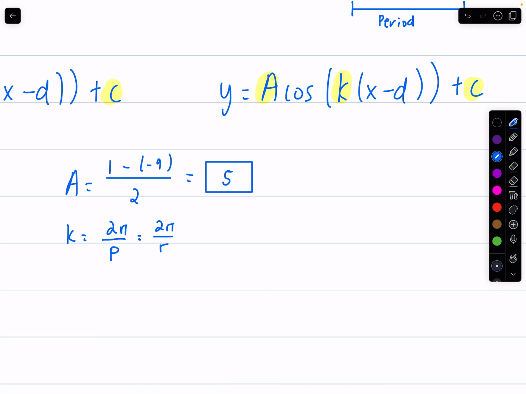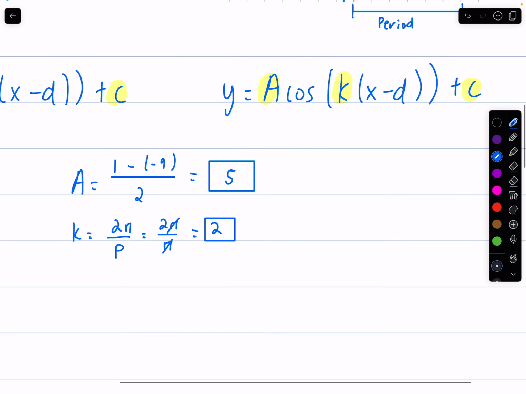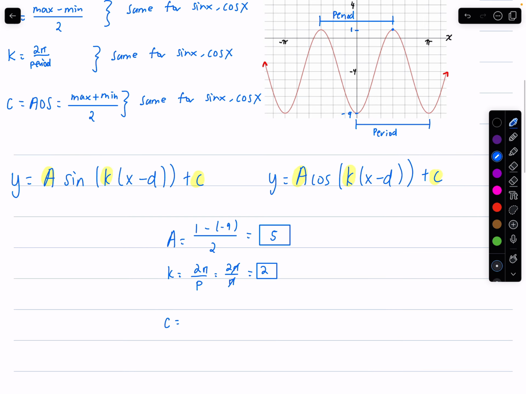Therefore, it'll be 2 pi over pi, which is equal to 2, because the pi's cancel out. Okay, and there we have it. We have our k value. And the last thing we want to find is our c value, which is the axis of symmetry.